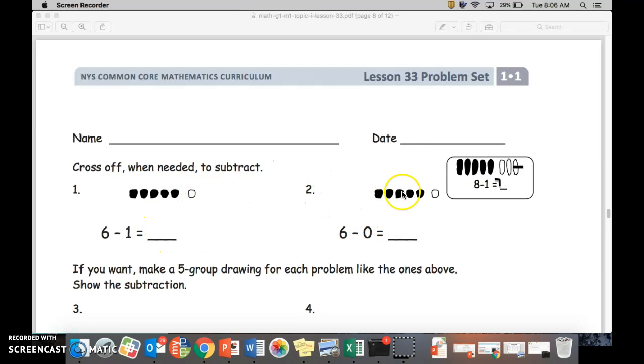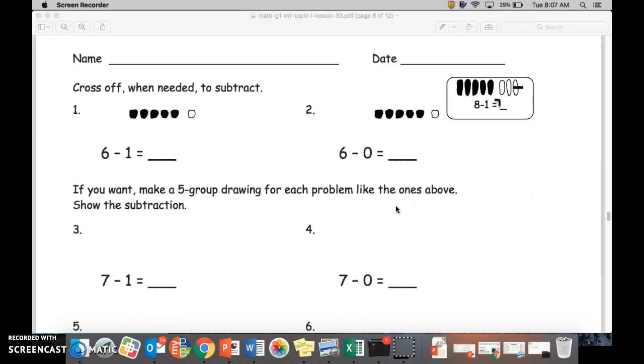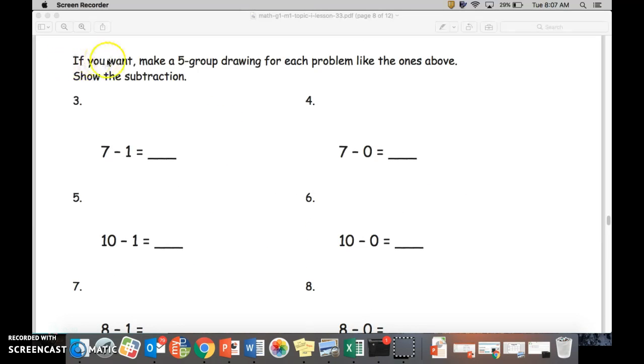6 minus 0, do you need to cross anything off? And then write your answer. And then it says, if you want, make a 5-group drawing for each problem like the ones above. Show the subtraction. So your pictures should be neat 5 groups.